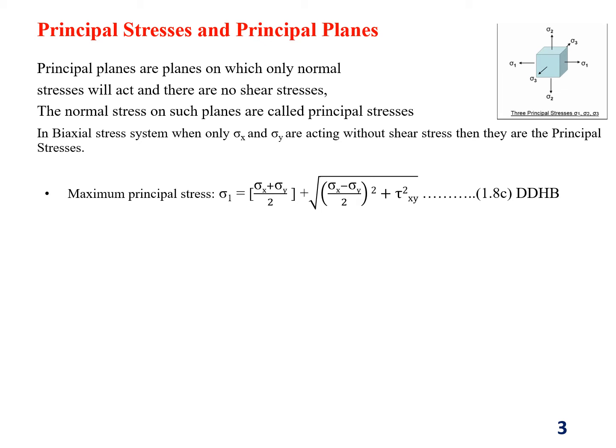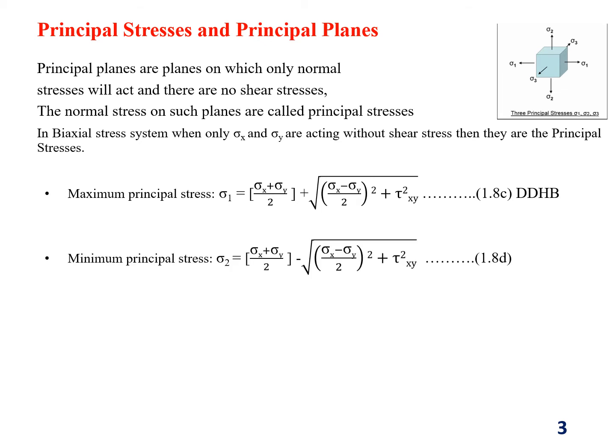So maximum principal stress sigma 1 is got from equation 1.8c from the design data handbook, which is sigma x plus sigma y by 2 plus root of ((sigma x minus sigma y) by 2) to the power 2 plus tau xy whole square. So this is the equation. Similarly, minimum principal stress sigma 2 is equal to sigma x plus sigma y by 2 minus root of ((sigma x minus sigma y) by 2) to the power 2 plus tau xy whole square. This is the equation from the data handbook with equation number 1.8d.